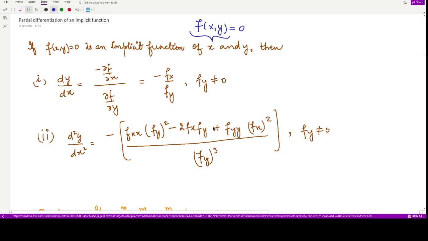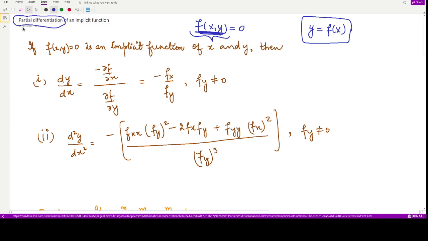So let us first study implicit functions, and then we'll see what the differentiation of implicit functions is. Implicit functions are the functions in which x and y are represented by a single equation, and we cannot write y as some function of x. So that is the implicit function. Now you are given some implicit function. In that case, how will you perform this partial differentiation?